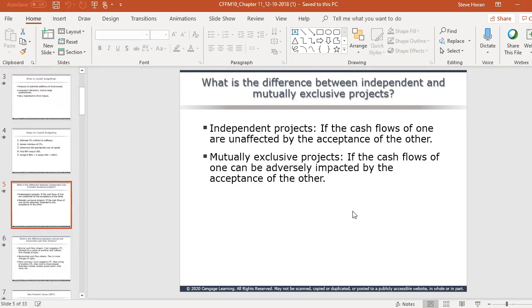Okay. Now, part of the chapter talks about what is independent versus what is mutually exclusive. Okay. So independent means cash flows of one are unaffected by the acceptance of the other. Mutually exclusive means the cash flows of one would adversely impact the acceptance of another.